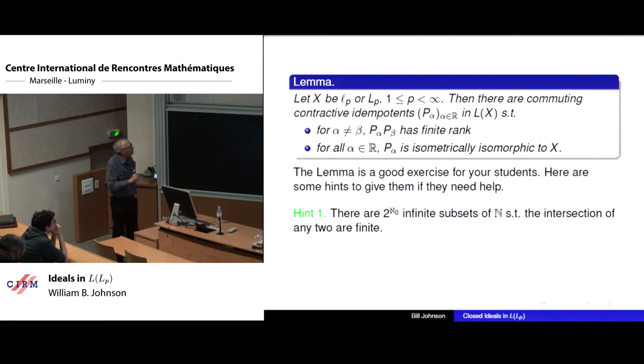For capital LP, they may need another hint, and the hint is, there are lots of different ways you can think about LP. Don't think about it as being LP of the unit interval. Think about it as LP of the Cantor set. And with these two hints, your students will finish the proof of it.